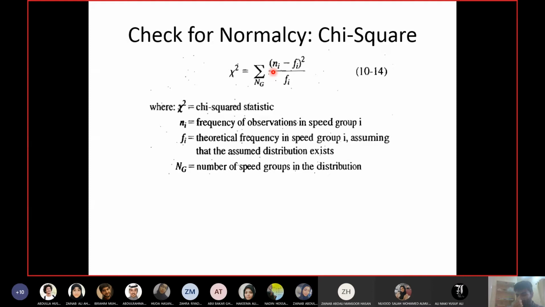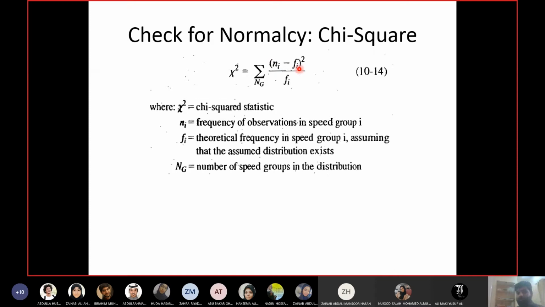Now I need f. What is f? F is the theoretical frequency of each speed group. Meaning if your speed group follows normal distribution, then its frequency should be f. What I am calculating here is how much is the difference between the actual and the theoretical frequency. So n minus f means observed frequency minus theoretical frequency, then you take the square upon theoretical frequency. Okay, so n is already there. I need f now. For each speed group I must find out f.